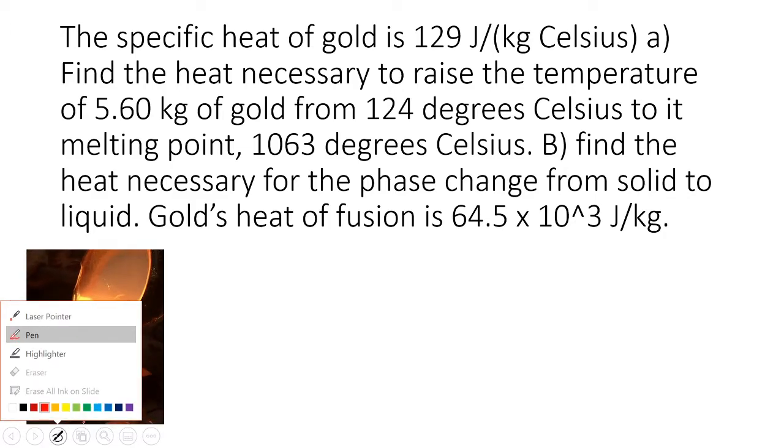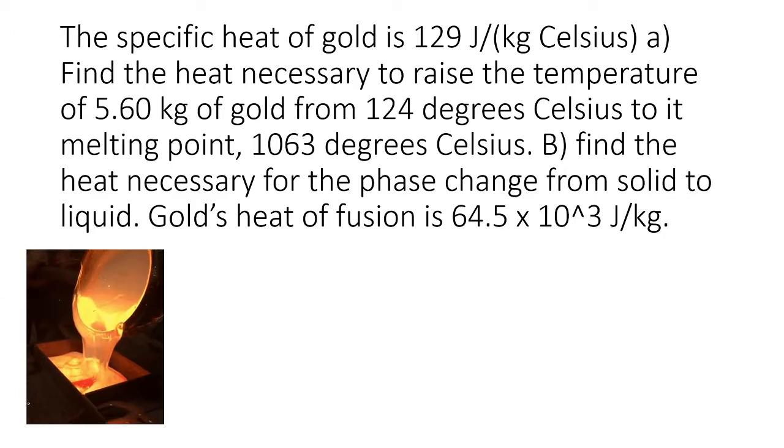As we begin this problem, in order to do question 1, we need to start with the specific heat of gold. Specific heat of gold is 129 joules per kilogram Celsius. All of these problems we're doing today can be done by simple unit analysis. The first thing we want to do is cancel out the mass on the bottom. So we know that we had 5.6 kilograms of gold.